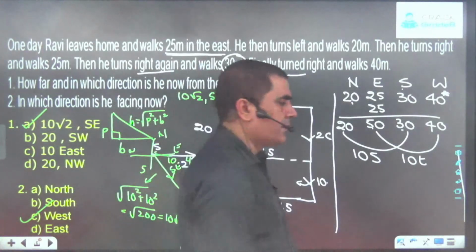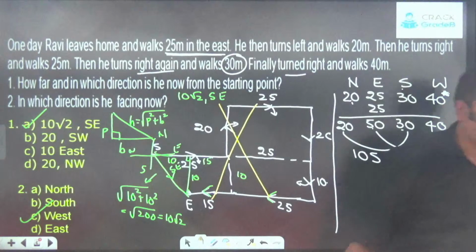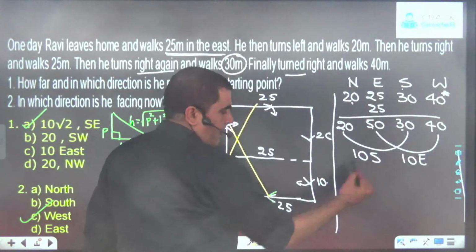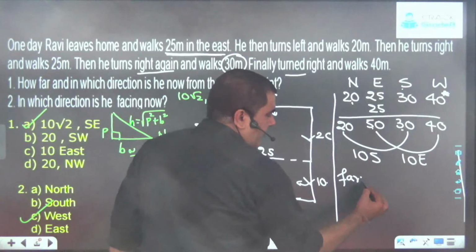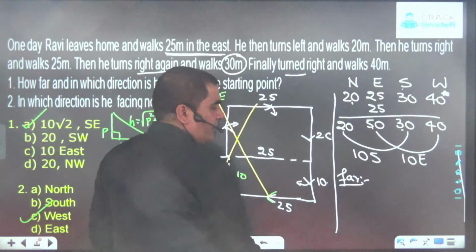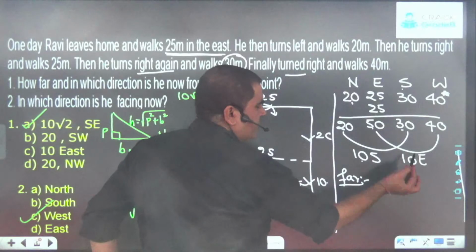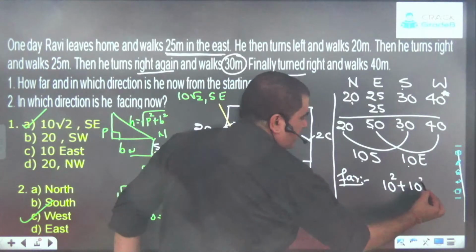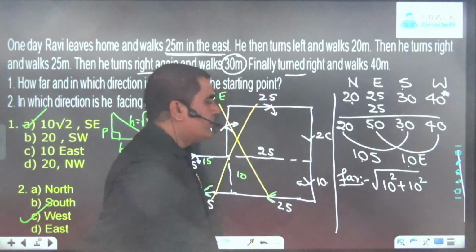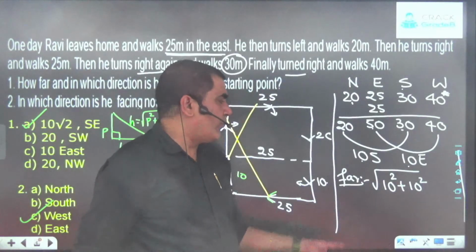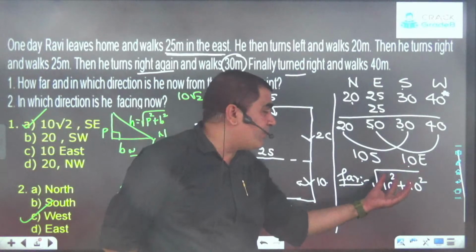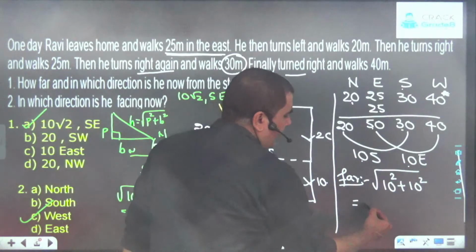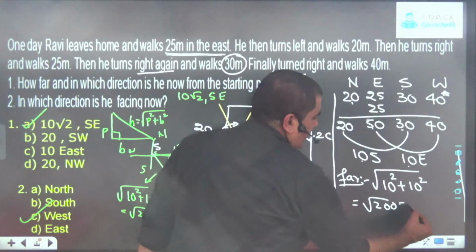Now how to get the answer? Just see. The moment the examiner is going to ask how much distance, this is 10 and this is about 10. Simply what you're supposed to do? Simply square these two numbers and put in the square root. Whenever you have to find the distance, whatever numbers have come over here, simply square them and put them under the root sign. Now this becomes 100 plus 100 is 200. So answer will be 10 root 2.